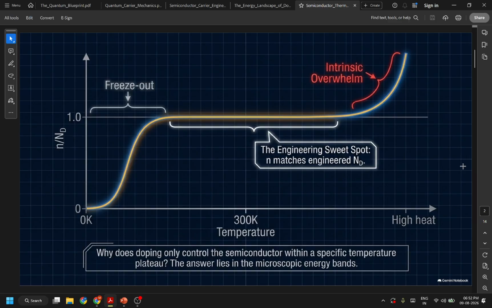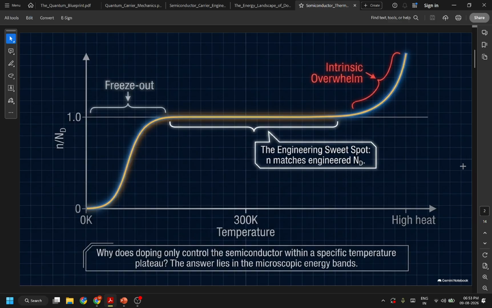So now, we see the effect of temperature on carrier concentration. We see here the curve of n by Nd as a function of temperature. Near room temperature, you see that the value of n by Nd is approximately 1 and it does not change.